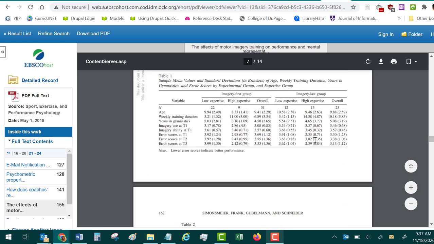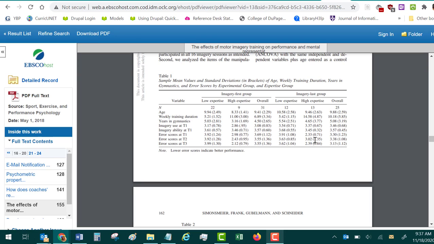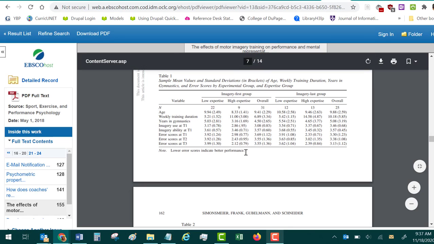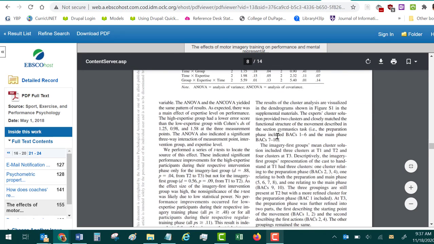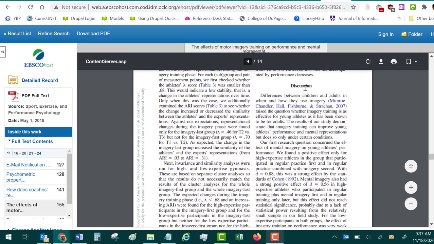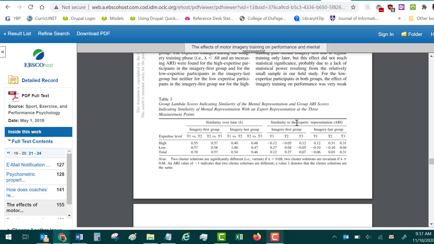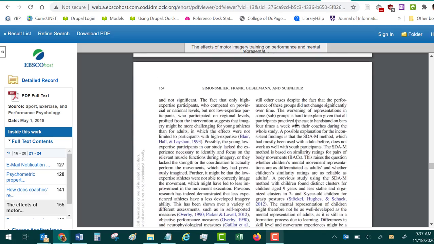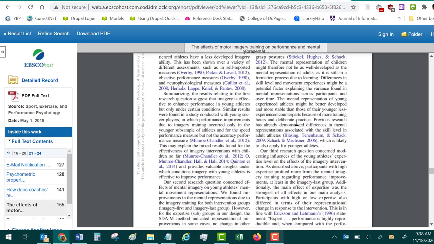And there we go, you can see groups that it looks like they measured the difference between using imagery in different ways, and you can see the table here describes those differences. Scroll down and you can also see a discussion section now, and that is analyzing the results. So how do the authors feel this data explains the relationship between imagery and gymnastics performance? This will explain basically whether or not any evidence was found to support the author's hypothesis.